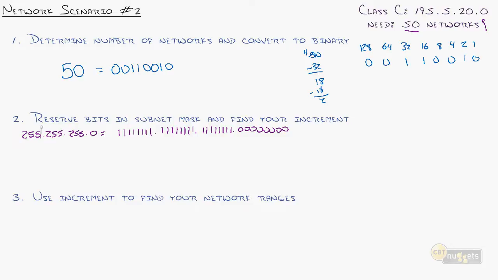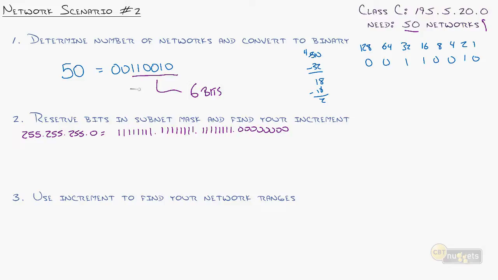So the statement says reserve bits in the subnet mask and find your increment. So we have to ask the question, how many bits did it take to get the number 50? And I would submit to you 6 bits, because I can't get the number 50 with any less than 6 bits. Okay, enter shortcut number 1 here.